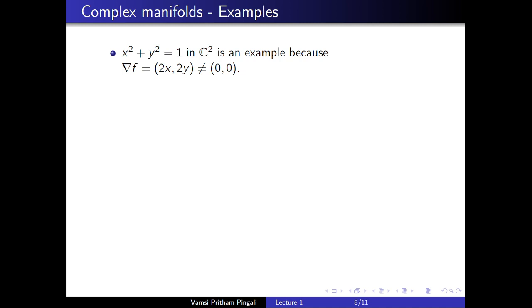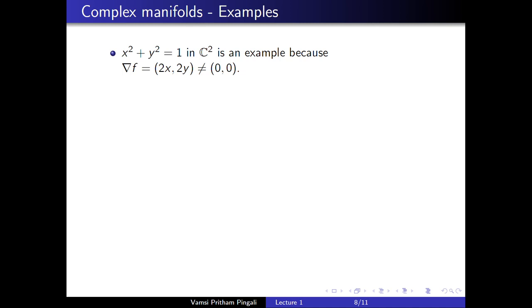By the way, this is a point I glossed over. I invite you to please find out what the relationship is between the real derivative matrix and the complex derivative matrix for a holomorphic function. Please do that as a little exercise. Anyway, the complex gradient and hence the real gradient is not (0, 0). Of course it is (0, 0) when x and y are 0, but that point doesn't lie on this curve, right?